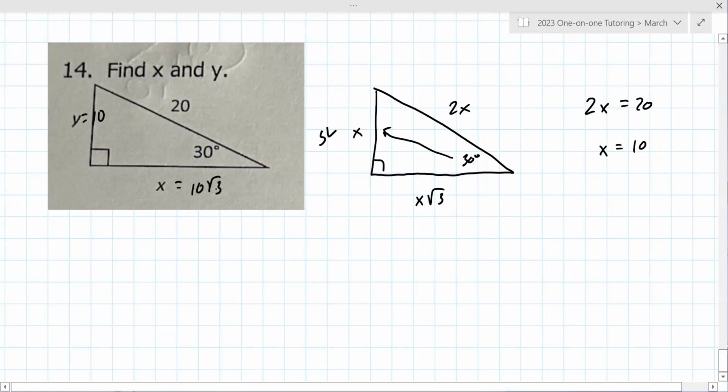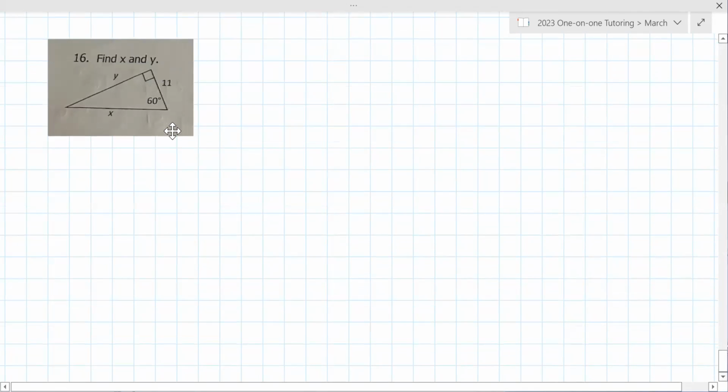Exactly. It's just so easy to write x and y as wrong, and your teacher doesn't have any way to know what you were thinking when you did the problem. So you have to be very careful about what you're writing down. All right, number 16.